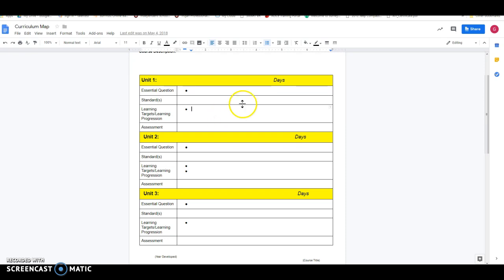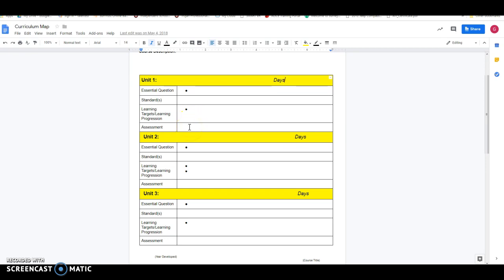So if you're saying that this unit is going to take 11 days, generally you would have about 11 learning targets. The only exception to that is if you have a learning target that might take 2 days, then the days and learning targets might be off a little bit. But you don't want to say that this unit is taking 11 days and then have only one learning target listed here.